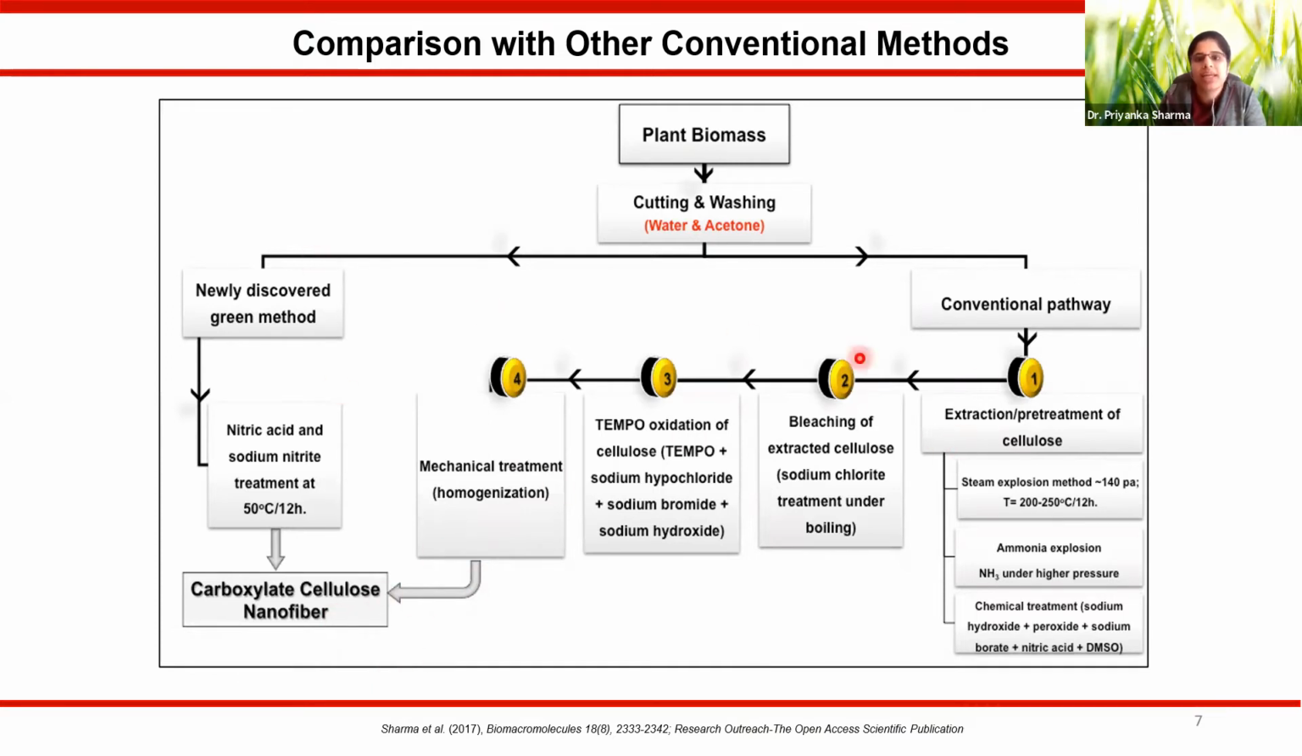So you can see we have actually transformed this multi-step process into one step, and that significantly saves energy in terms of water consumption, chemical consumption, and electrical energy consumption during the production of carboxylate cellulose nanofibers.